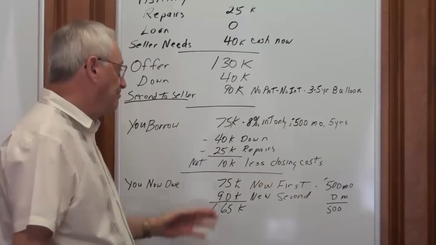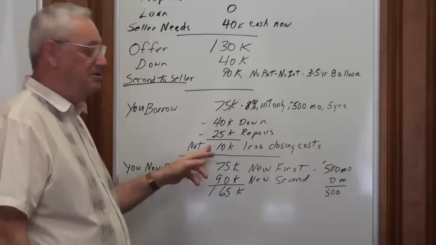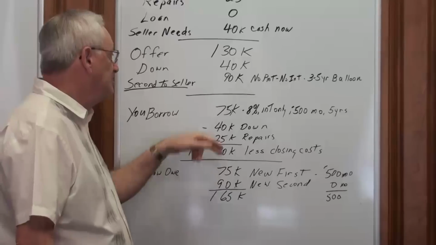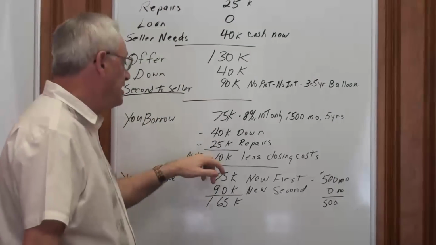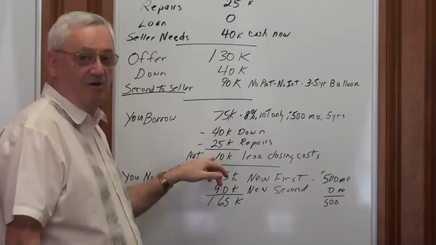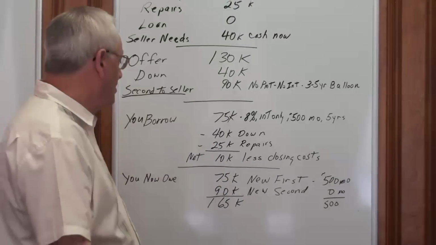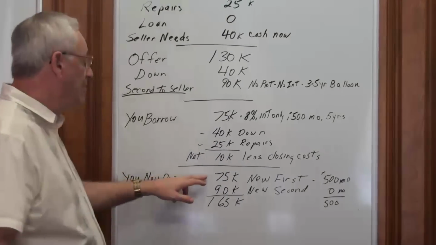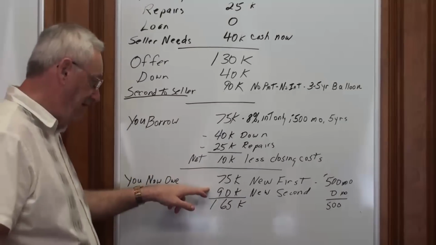All right. So, we brought home 10 grand the day we bought the house, because the day we bought the house is the day all this was done. We haven't sold the house yet. So I'm $10,000 less closing costs to the good already, and $25,000 in my account in case I want to do the repairs. So look, now I owe 75 on a first and 90 on a second.